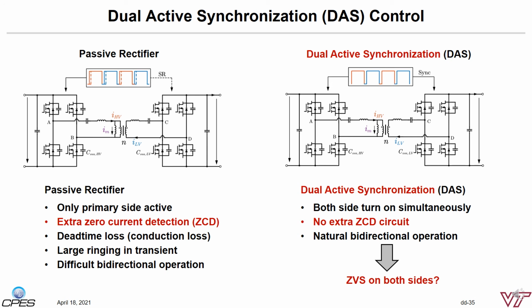Another way to control the CLC converter is to apply exactly the same signals on two sides. We name it the dual-active synchronization control method. Such a method is very simple, no additional sensors are needed, and it can operate under bidirectional conditions naturally. However, the ZVS of all switches is not the same as in the LLC converter. So the question here is, how can we maintain ZVS on all switches under various power conditions?